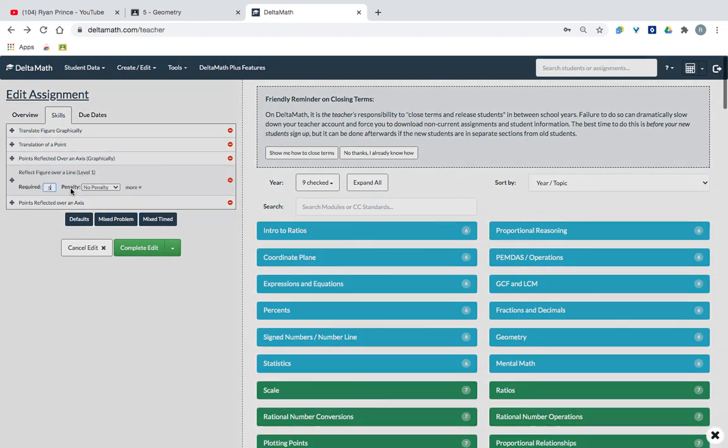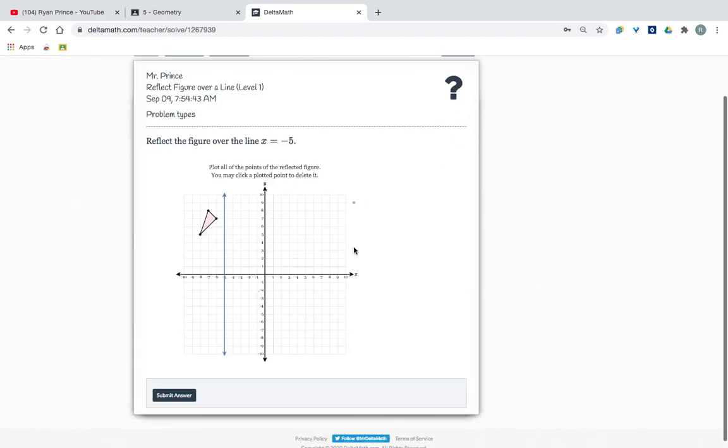Well, let's see what happens. Reflect the figure over a line. Now this is a figure and it's going to reflect it over a line. It says over the line x equals negative 5. This is the line x equals negative 5. It's already got it there for you. So it's really easy to reflect it. You just kind of got to count the boxes again.